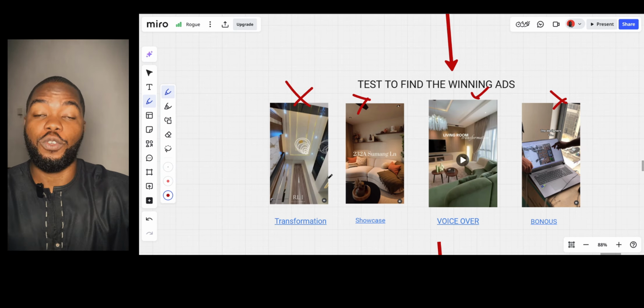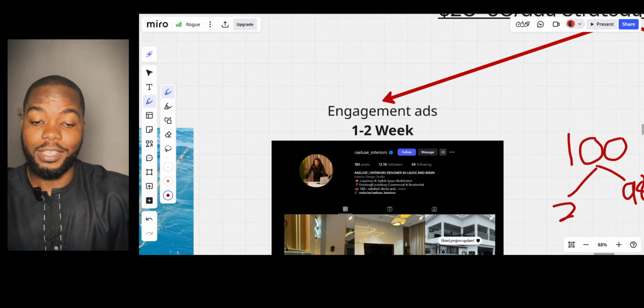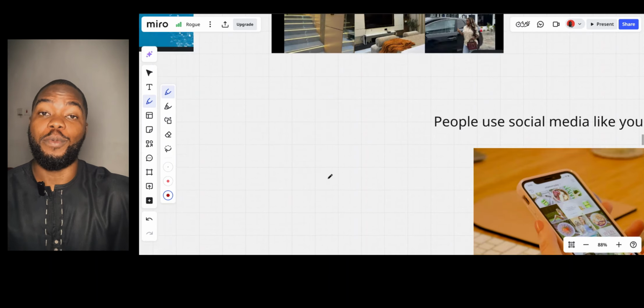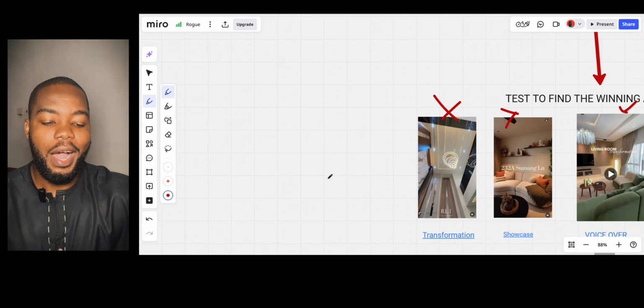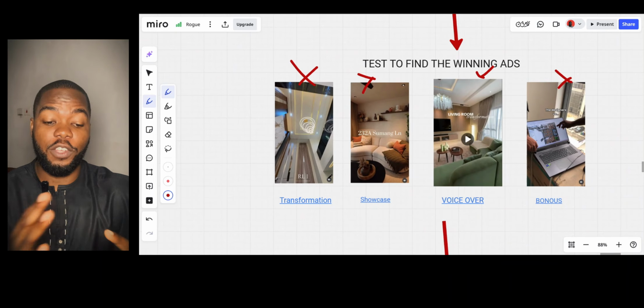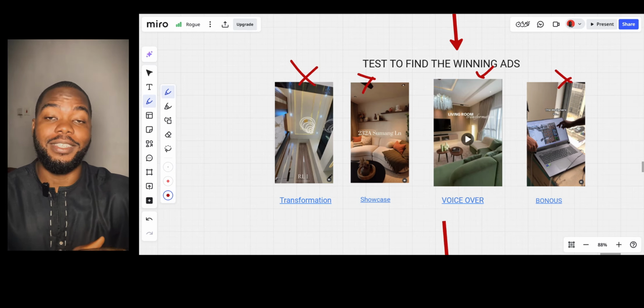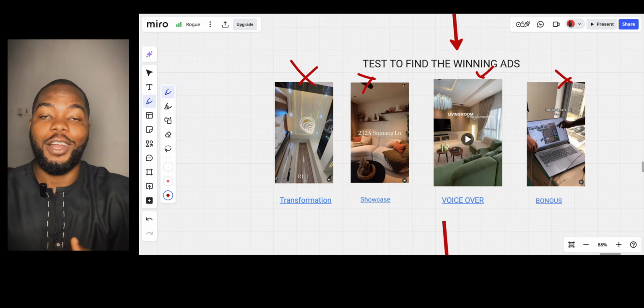These are 3 examples of ads that we run. So when we want to run the engagement ads, this is the one that we're trying to bring people to get to know about us. We have at least 4 creatives that we test, and they're usually videos. Now we have the transformation video, we have the showcase video, we have the voiceover, and there's another bonus one. Now take a look at how they look right now.